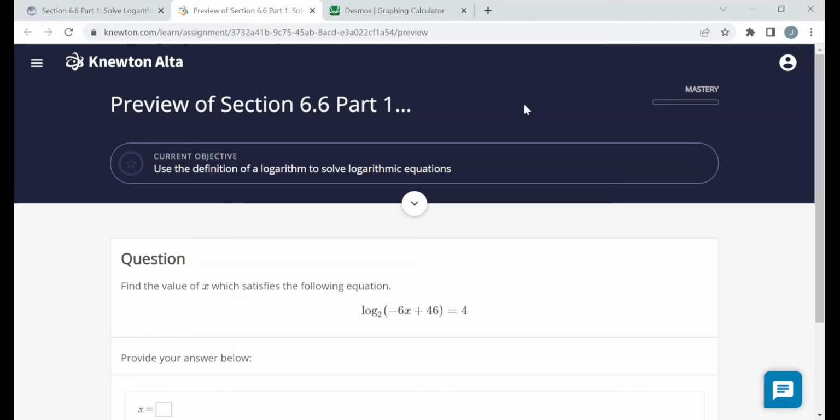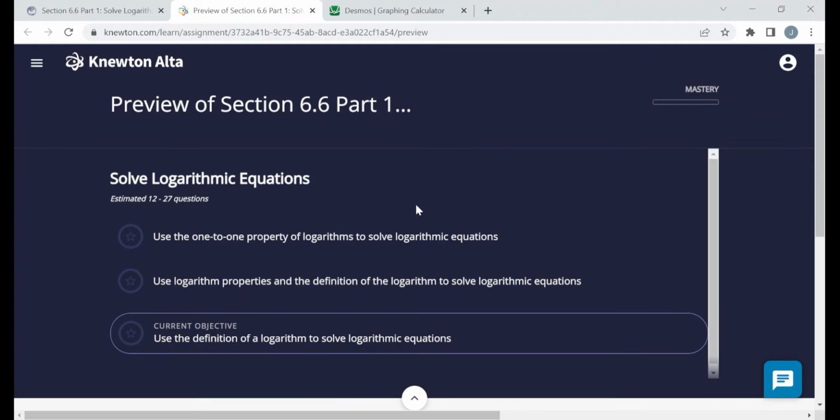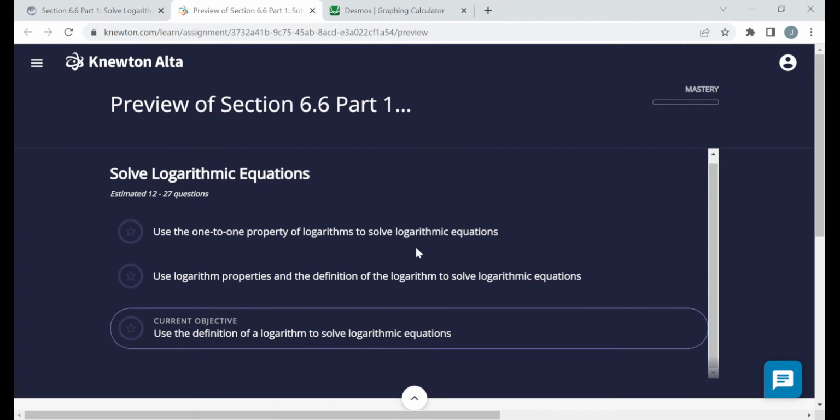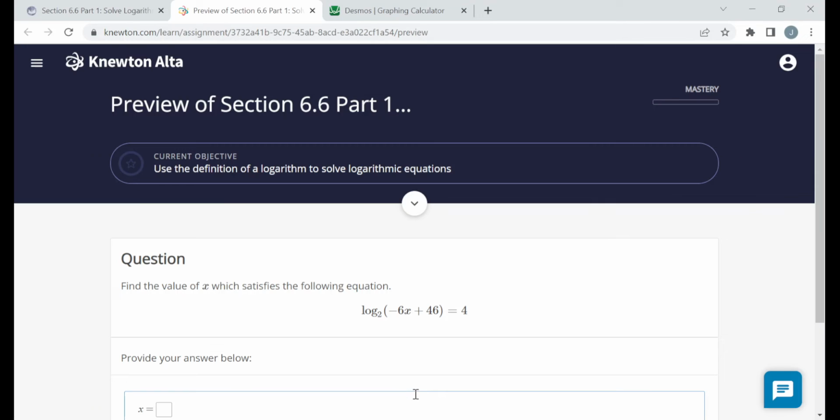Now on your assignment page, you should be seeing the title, the mastery bar telling you how far along you've gotten, your objectives. Looks like there are 3 objectives for this assignment.